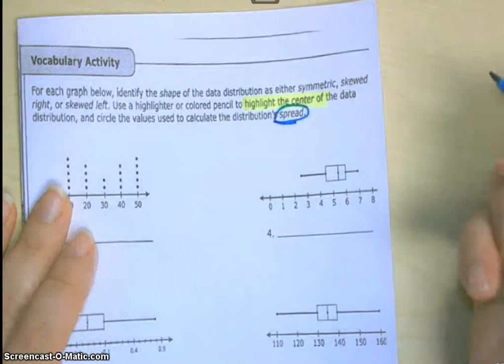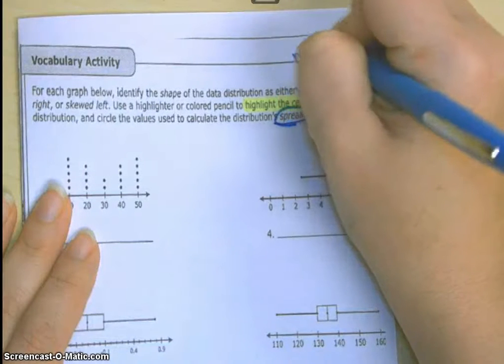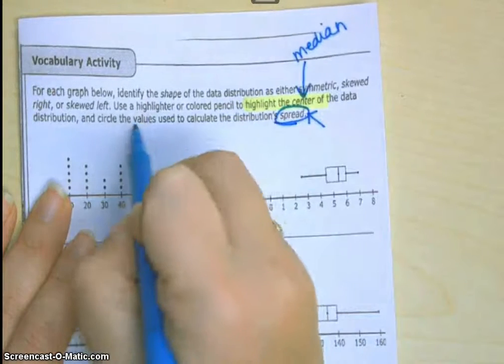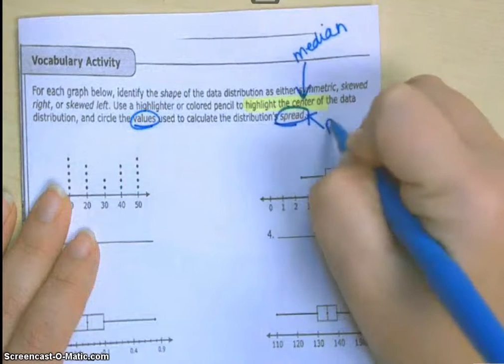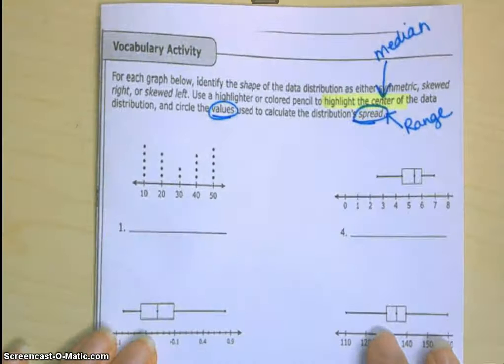So we need to remember what those words mean. Well, center is the same thing as median. And spread, or the values we need, are going to be the range. Okay, so we're going to do the first one together. All right, so first we need to figure out what's the median.